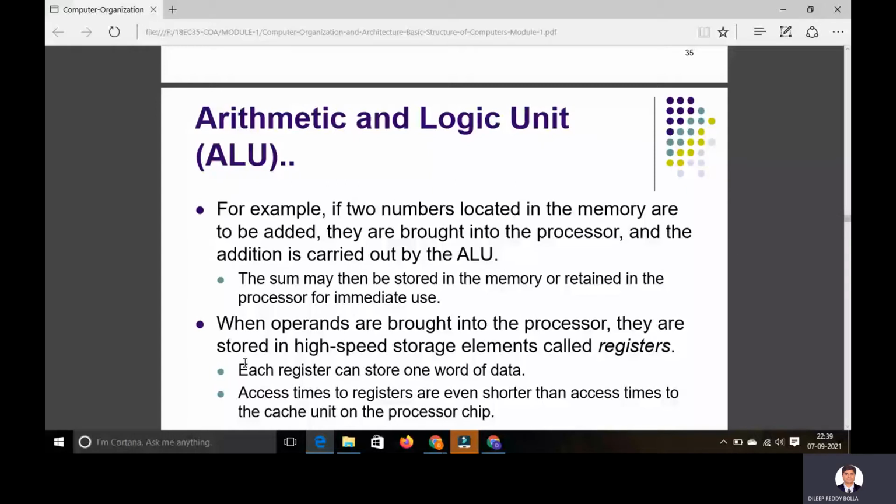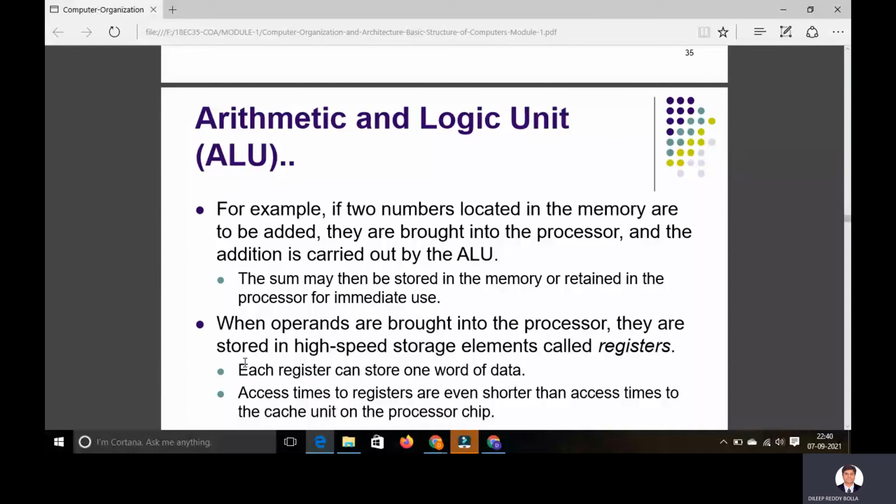How will this processor be helpful for us? This process will be carried out by using the ALU. The processor is able to do the task. It's going to sum up these two numbers and store the result back in the memory, so that it can retain it, and we can use the value immediately. So these kinds of things will happen in the ALU.